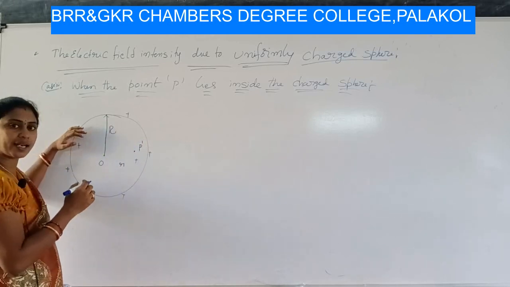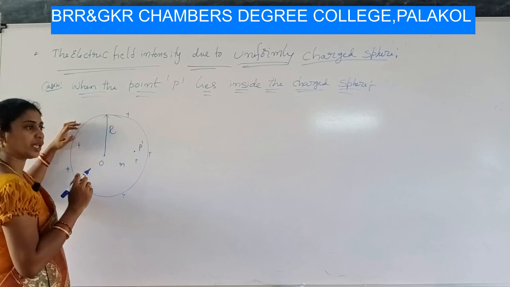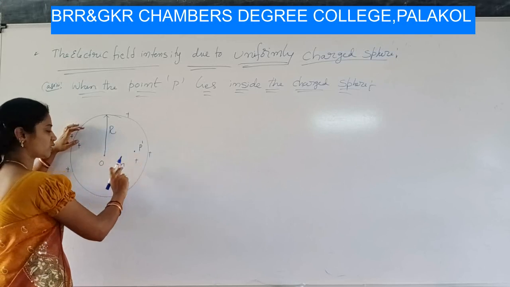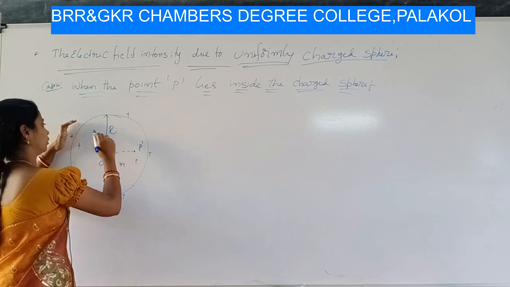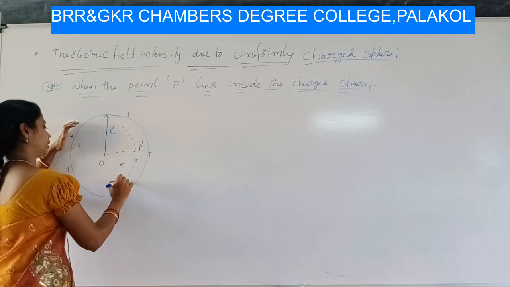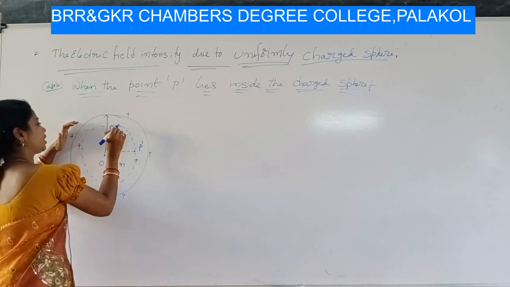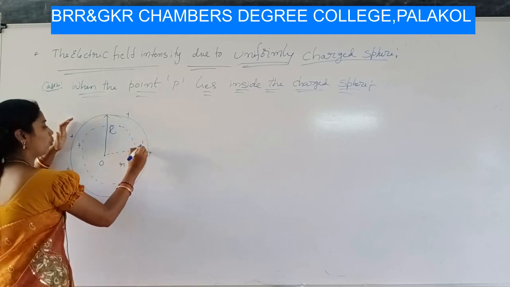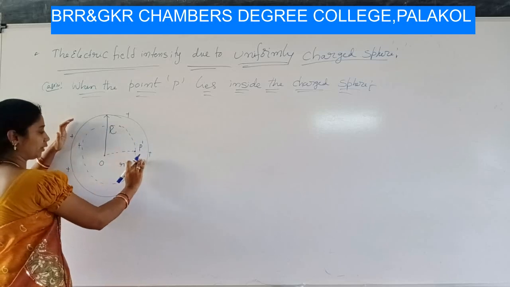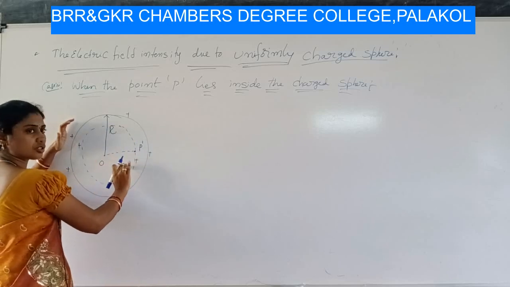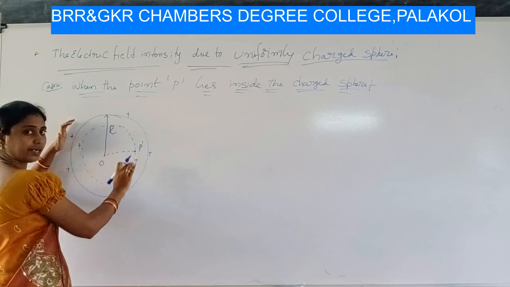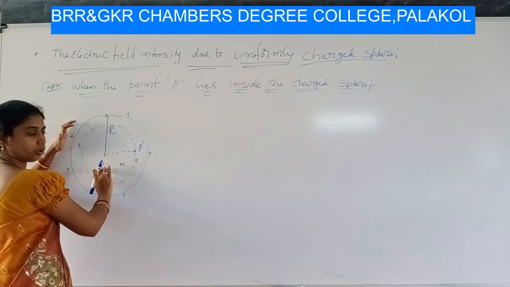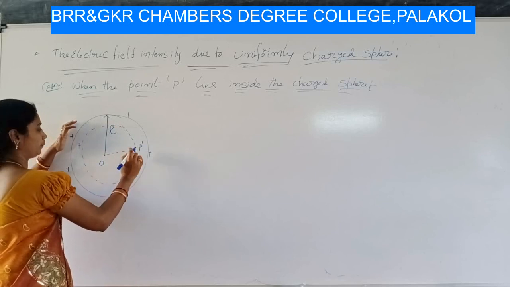For calculating electric field intensity, we assume a concentric Gaussian sphere with the same center O and radius r throughout this sphere. This Gaussian sphere is concentric with the actual sphere. We consider this point P dash, which is inside the uniformly charged sphere, at a distance r.